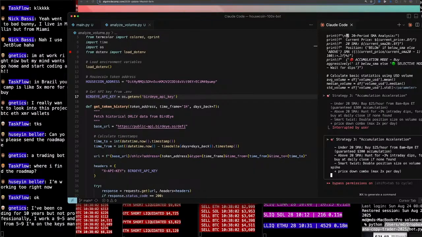Okay, I want to do this one. We're going to look at the 20-day SMA. And if I'm under it, then we're going to buy X amount per 15 minutes with a daily cap of Y. So put those as constants at the top.